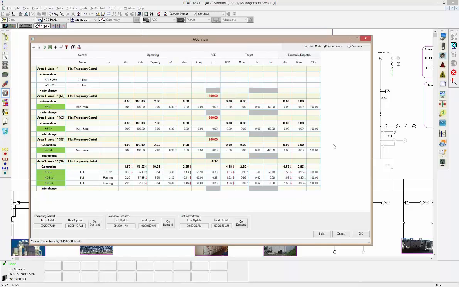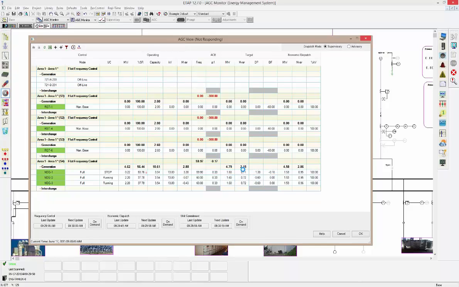I can see my economic dispatch results in my last 3 columns here. I can see my frequency control results in this column here called ACE or control error. I can see my operating values, which is basically the values that the program is measuring from the system. And then finally, I can see the target values that the program is suggesting based on different objectives in the network.